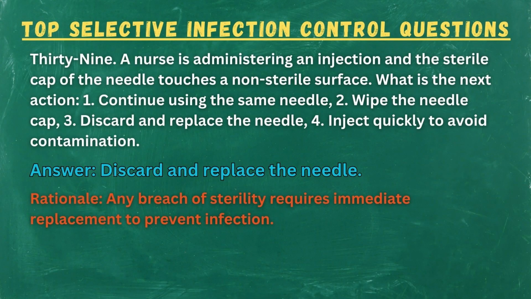39. A nurse is administering an injection, and the sterile cap of the needle touches a non-sterile surface. What is the next action? 1. Continue using the same needle. 2. Wipe the needle cap. 3. Discard and replace the needle. 4. Inject quickly to avoid contamination. Answer. Discard and replace the needle. Rationale. Any breach of sterility requires immediate replacement to prevent infection.